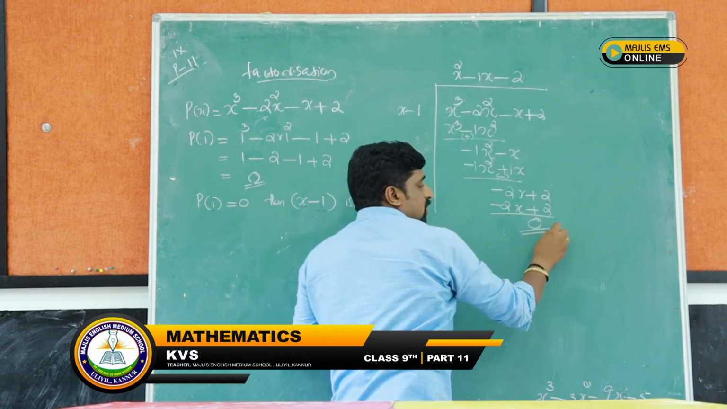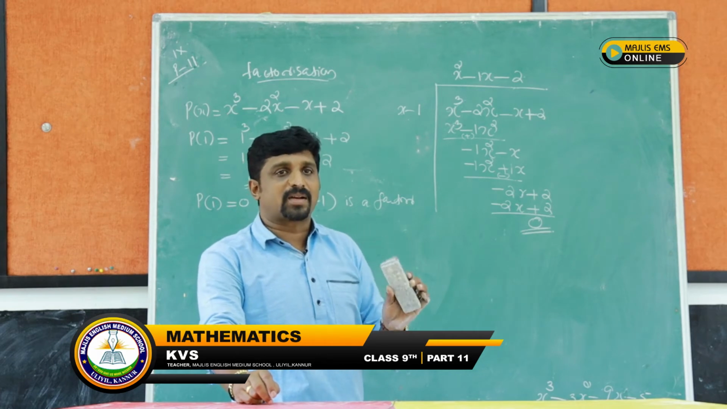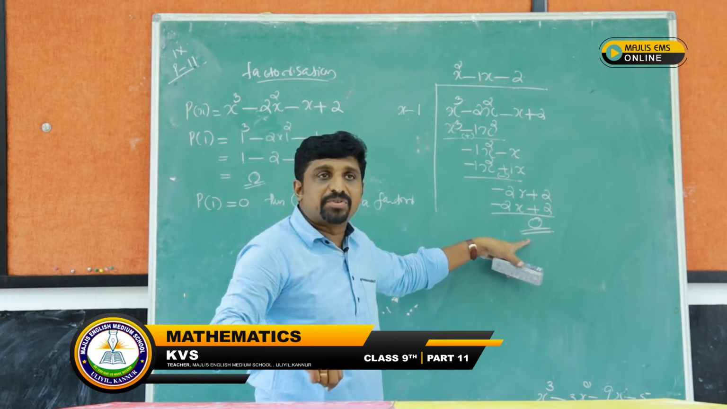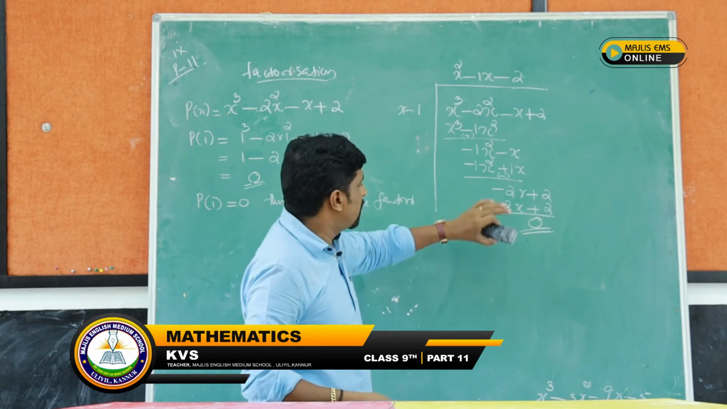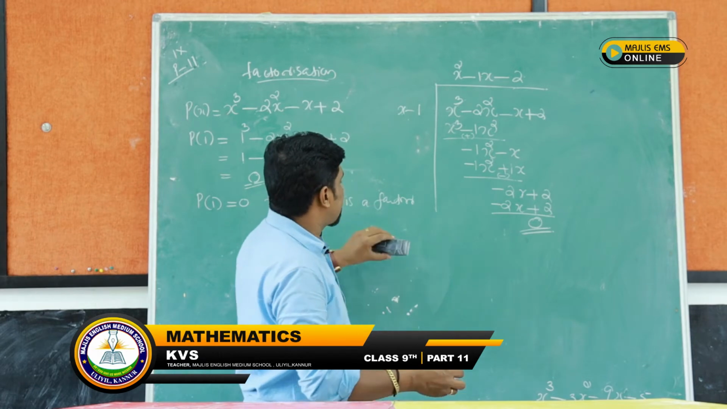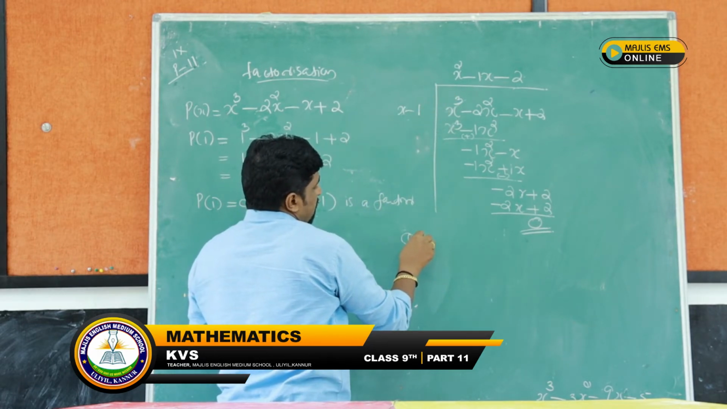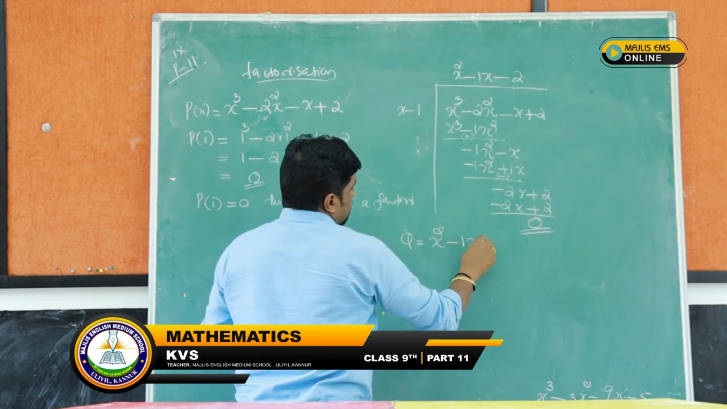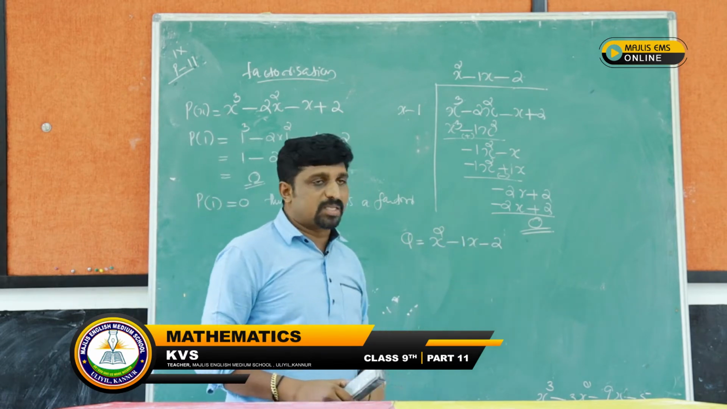Remainder we got 0. If you get remainder 0, your division is correct. If you get any answer other than 0, there is a mistake somewhere in the division; find the mistake and clear it. Therefore remainder 0 means the answer is correct. After that we got the quotient: x square minus 1x minus 2. We got a quadratic quotient like this.